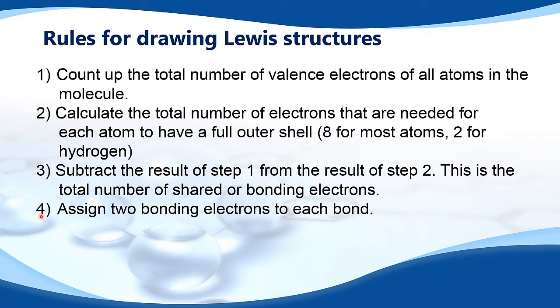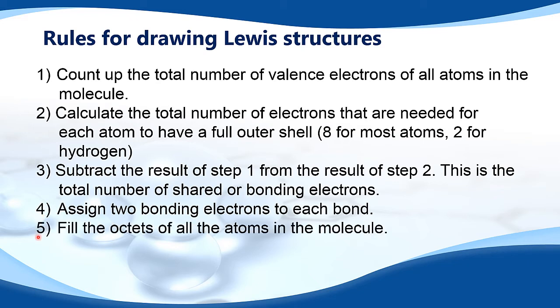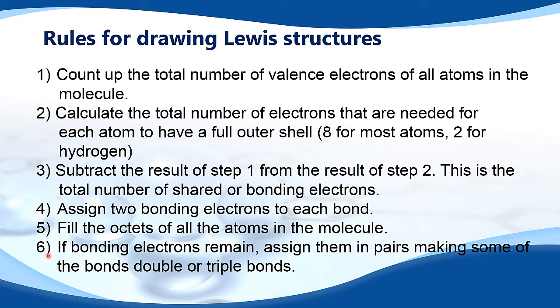Number 4. Assign 2 bonding electrons to each bond in the molecule. Number 5. Fill the octets of all the atoms in the molecule. Number 6. If bonding electrons remain, assign them in pairs, making some of the bonds double or triple bonds.